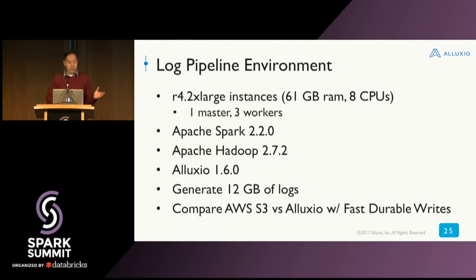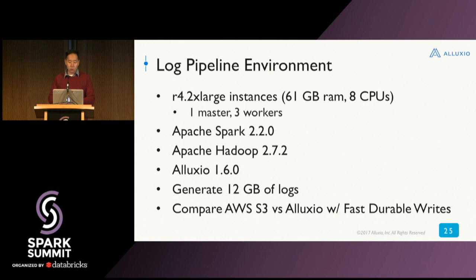I've listed some of the software that we've used along with our version. So we're using Spark 2.2.0, we're using Hadoop 2.7.2, and we're using Alluxio 1.6.0. And so in this example, we are generating 12 gigs of logs. So in that generate phase, we're generating 12 gigs of data, and that's about 4 gigs per machine, since there are 3 workers.